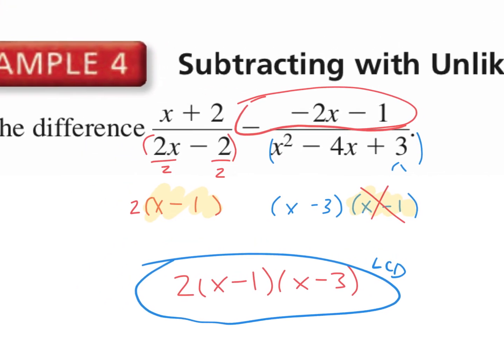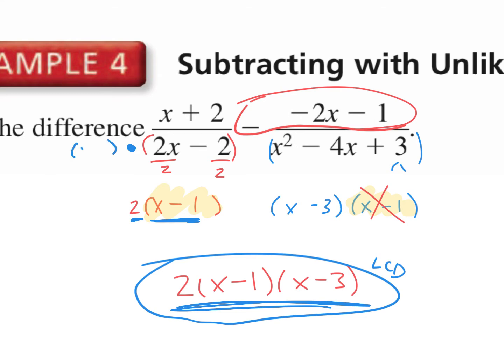Now we want to multiply something times our denominator in our first fraction to get it to be this 2 times x minus 1 times x minus 3. Right now we already have 2 and x minus 1. So what's missing? X minus 3. So we multiply the top and the bottom here by x minus 3. We don't actually have to multiply the denominator together because it's already multiplied and it is this here. So we're good there. We just have to multiply the top together.